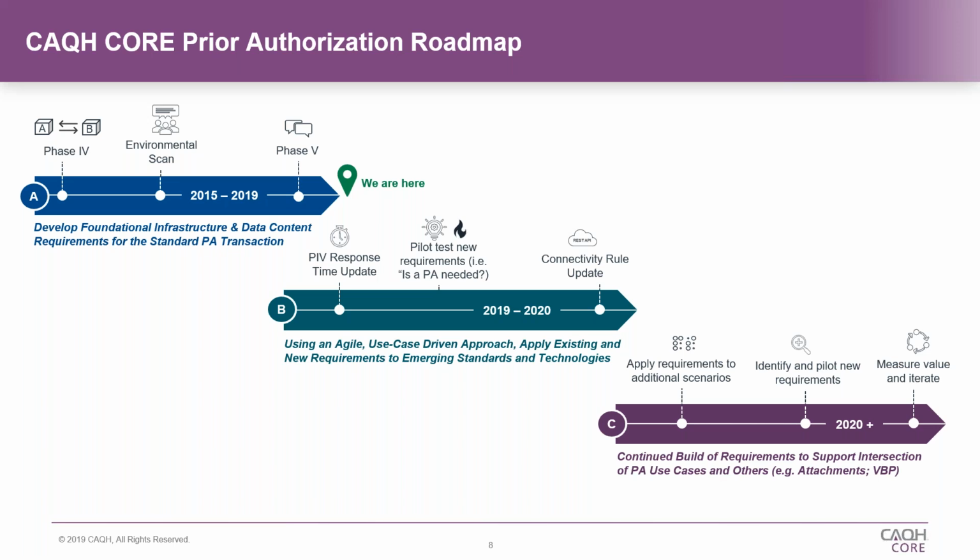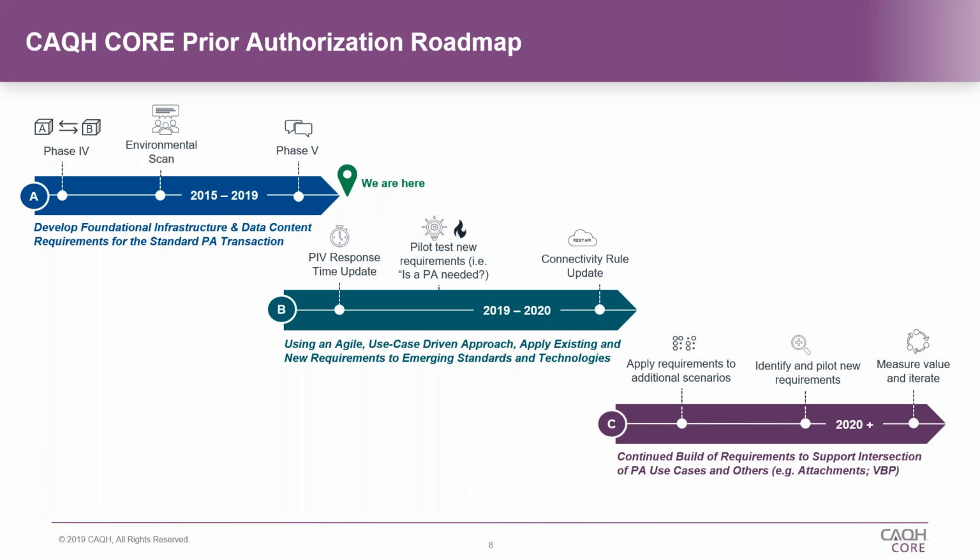We're also looking at updating our connectivity rule to ensure that it meets the industry needs, and as the industry looks at other modes and mechanisms for connectivity and security, that's going to be an important factor for us as well. Looking into the future, we're also going to be looking at applying these additional requirements that come out of our pilot testing this year into potential future rule options and requirements, as well as looking at how other types of transactions like attachments and other types of models like value-based payment models impact this process.